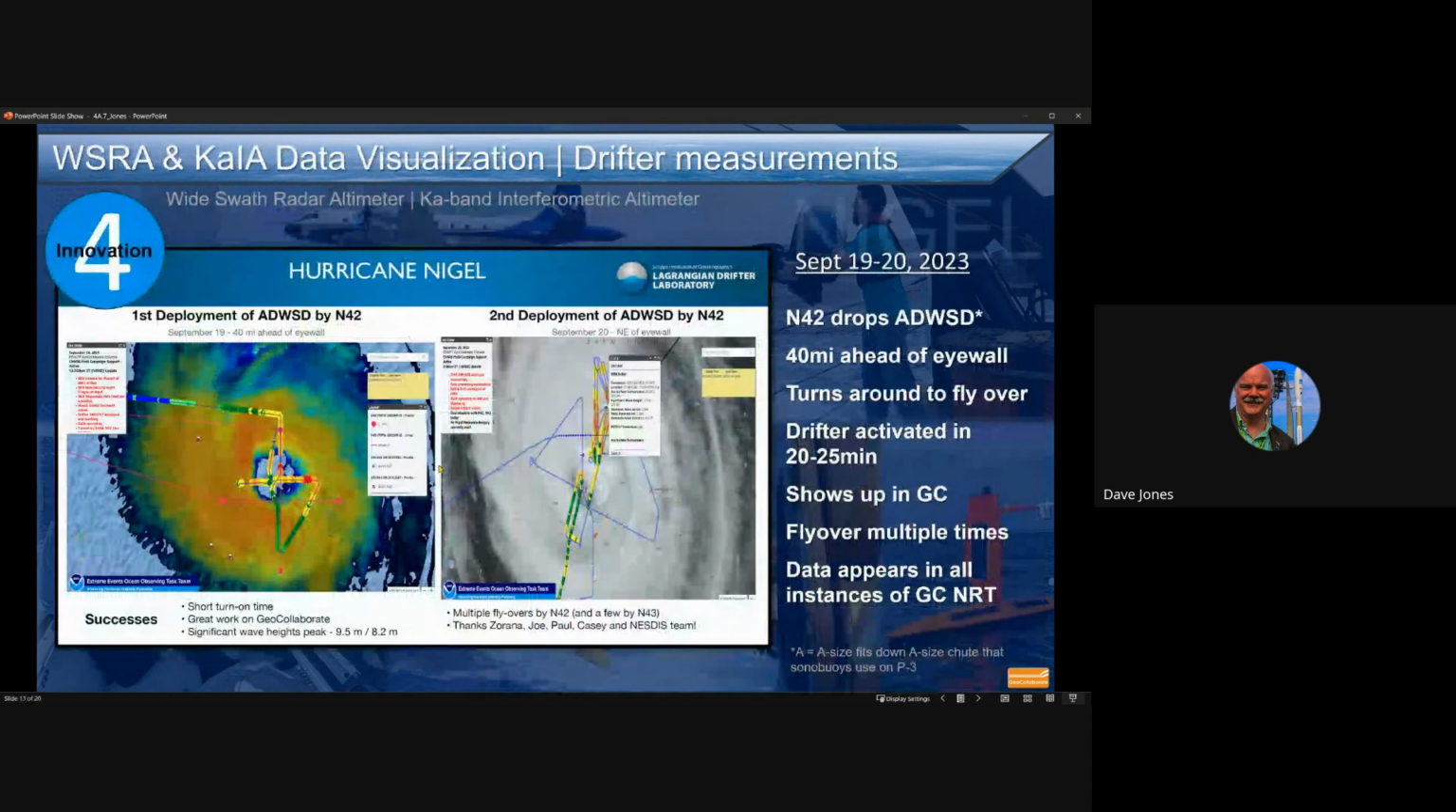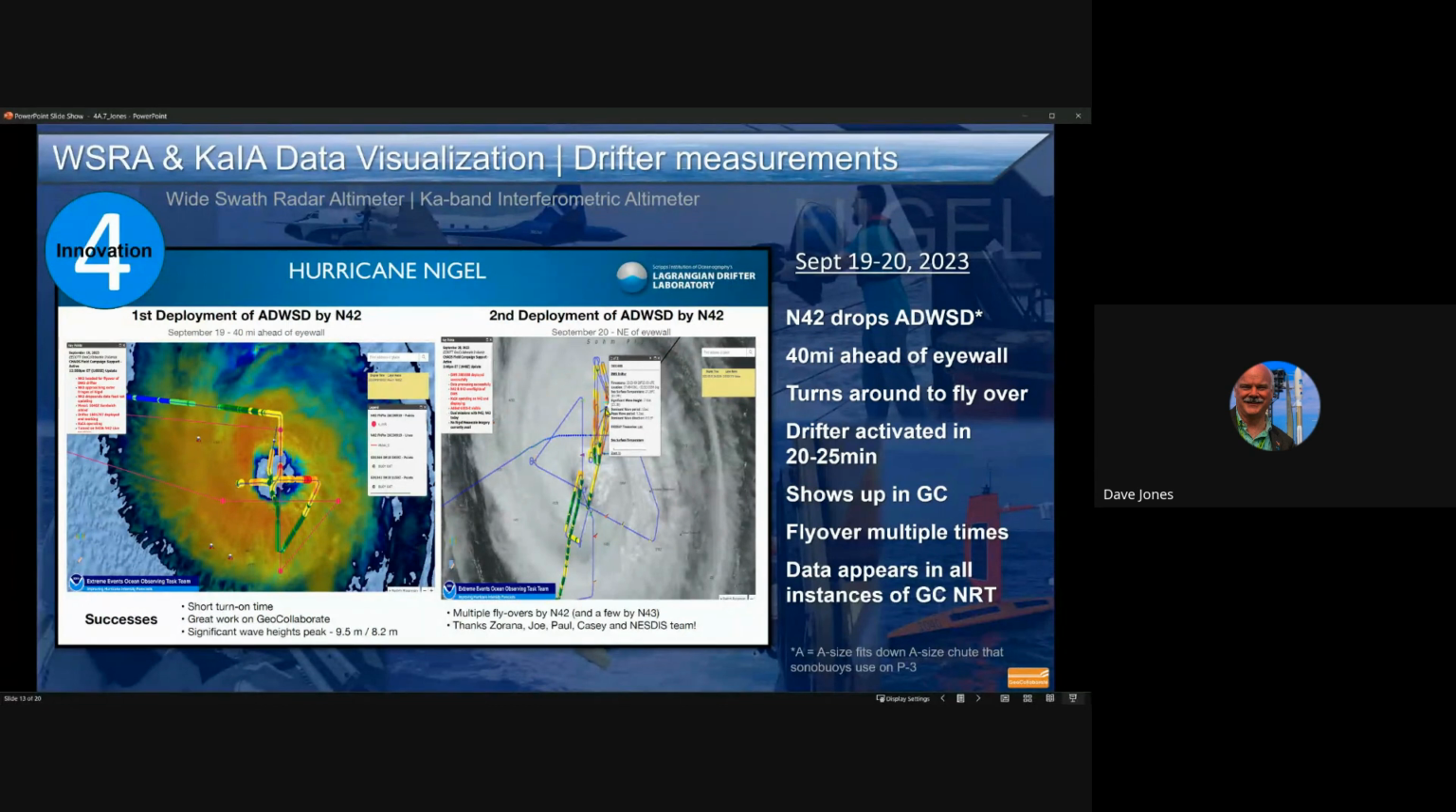Innovation number 4 was the WSRA and Kaya data visualizations and drifter measurements. I think Greg showed this as well, but as soon as this A-size DWSD was dropped in the eye wall of Nigel, which had an incredible 70 to 75 mile wide eye, it turned on in 20 to 25 minutes and we were getting the data. And so you could see the passes with WSRA over the sensor. And there were more after this screen grab was taken.